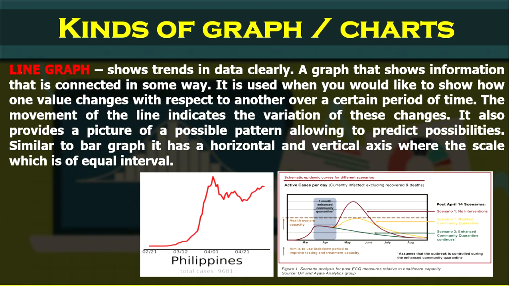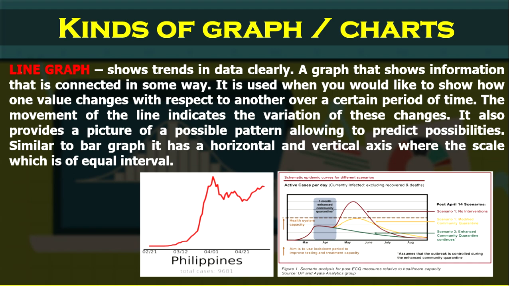Another one, we have the line graph. When it comes to the line graph, it shows trend in data clearly. It's a graph that shows information that is connected in some way. It is used when you would like to show how one value changes with respect to another over a certain period of time. For instance, we have here the number of positive cases during the COVID-19 pandemic. As you can see, we can see the trend, the increased number of positive cases here in the Philippines from February up until April 2021.